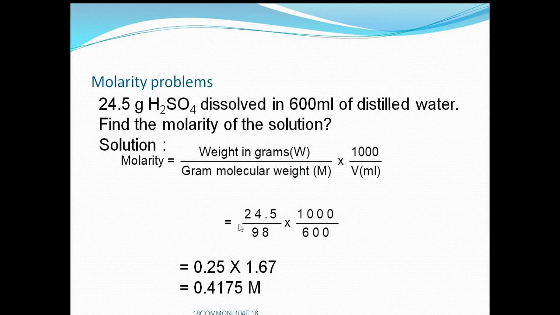How will we get 98? The gram molecular weight of H2SO4 is 98. Two hydrogens have atomic weight 2, sulfur has atomic weight 32, and 4 oxygens have atomic weight 64. If we add all the atomic weights, we get 98. That is called the gram molecular weight of H2SO4. If you know the gram molecular weight, we can simply calculate that problem.